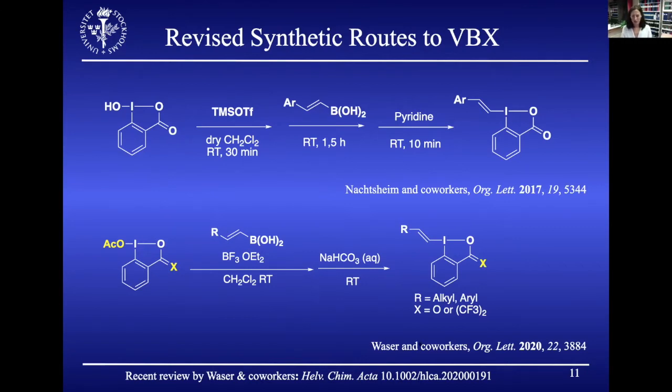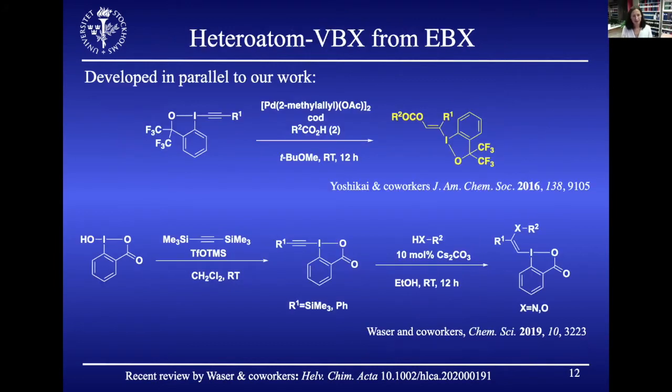And now recently also Wasser and co-workers did a similar thing, starting from the acetoxy iodine 3 derivative, again boronic acids, and then they could form VBX reagents and also the derivatives with 2 CF3 substituents here at the X. So there are now plenty of methods to make VBX reagents, and even more so because you can also start from EBX and make heteroatom substituted VBX reagents.